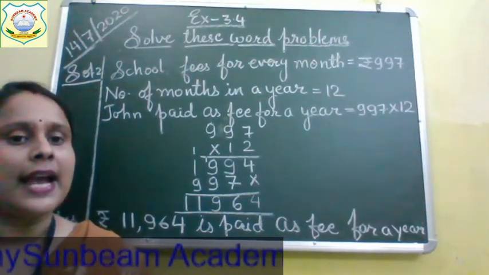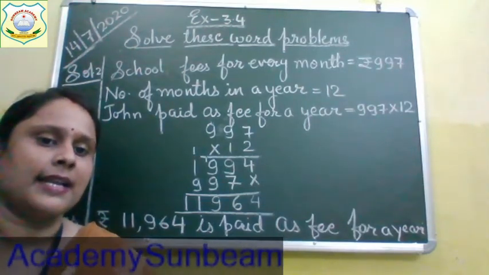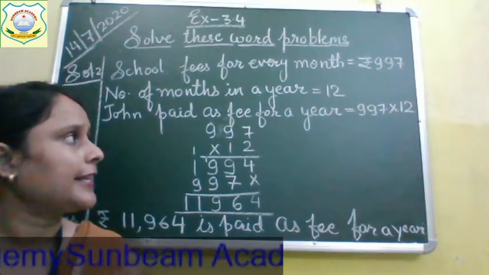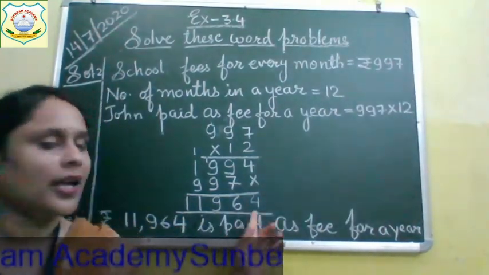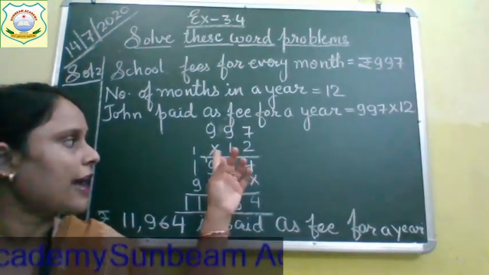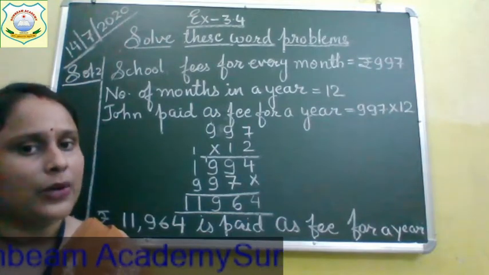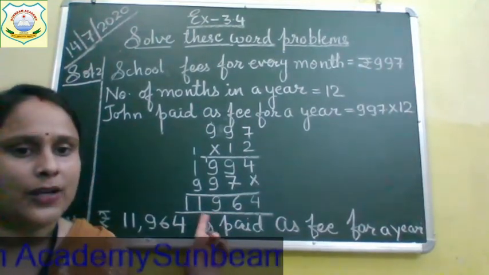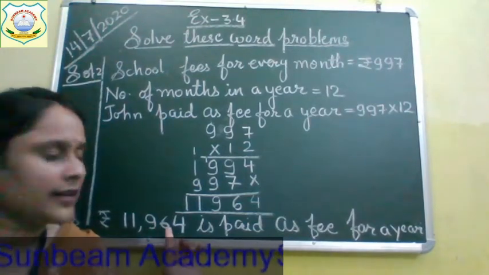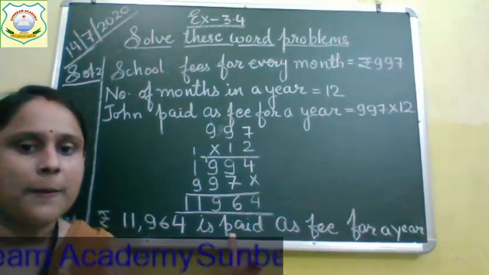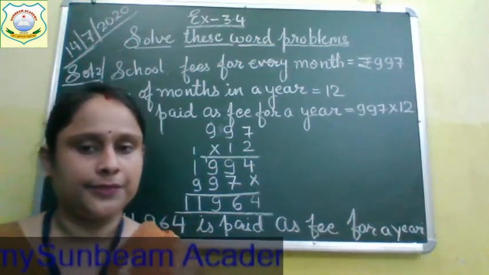So for finding annual fees, children, you should know that there are 12 months in a year. So we have to multiply his monthly fees to 12 months to calculate his annual fees. So we have multiplied with 12. 997 was multiplied with 12 to get his annual fees, which was rupees 11,964 is paid as fee for a year.